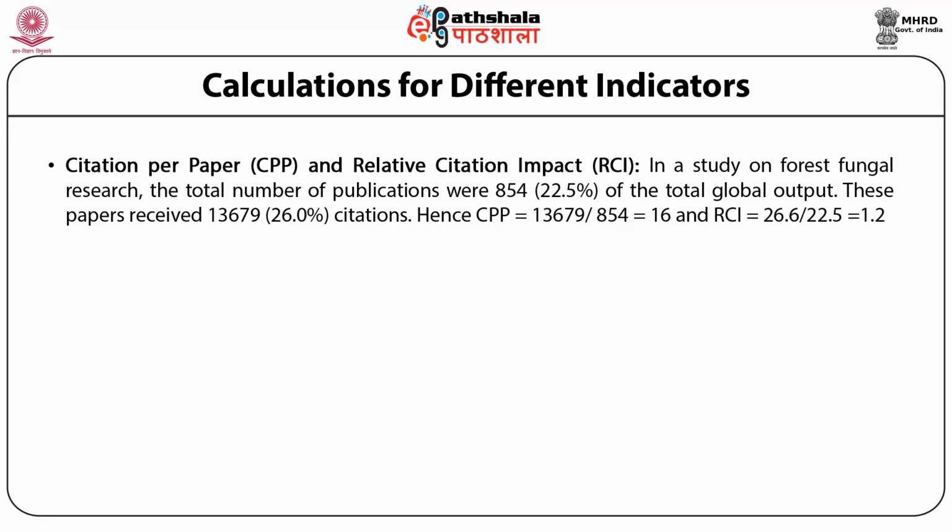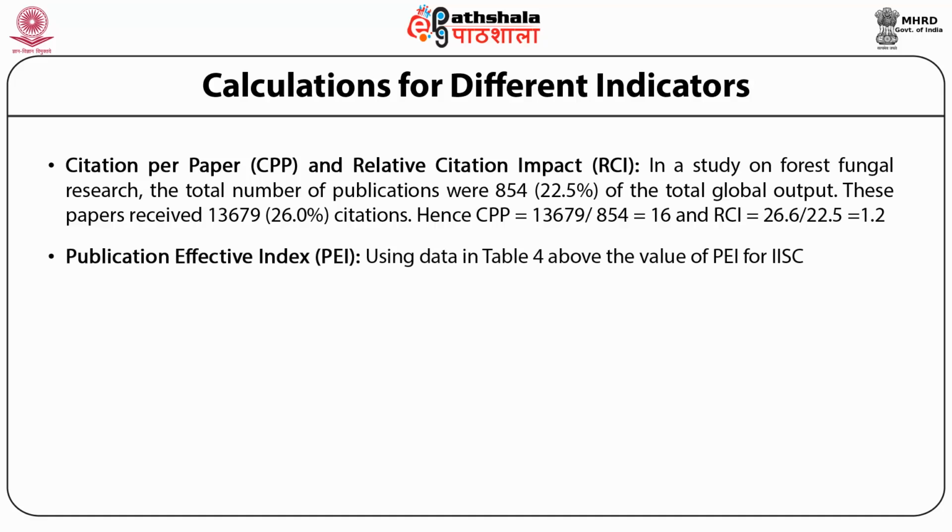Citation per paper, CPP, and relative citation impact, RCI. In a study on forest fungal research, the total number of publications was 854, 22.5% of the total global output. These papers received 13,679 citations, 26.0% of the total. Hence, CPP is equal to 13,679 upon 854 is equal to 16 and RCI is equal to 26.6 upon 22.5 is equal to 1.2.